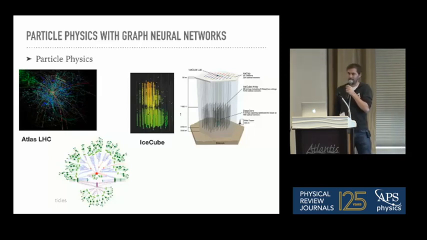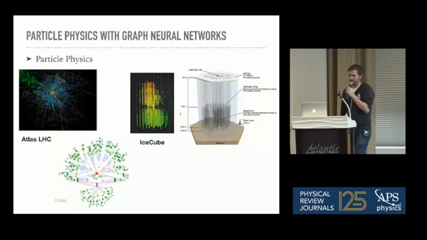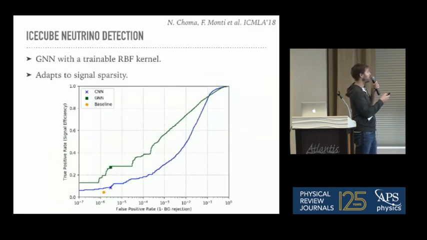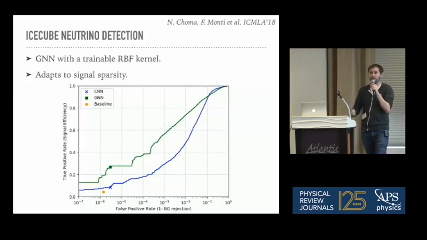Here, of course, we only use simulated data for training. The setup is a classification problem where the input is just a signal measured on this super irregular domain. It looks like a hexagonal lattice, but actually it has a lot of irregularities inside. So we use a graph neural network in the IceCube neutrino detector with a trainable kernel, the way we measure the distance between the sensors is trainable. We have a model that can learn how to combine and relate information from different sensors.